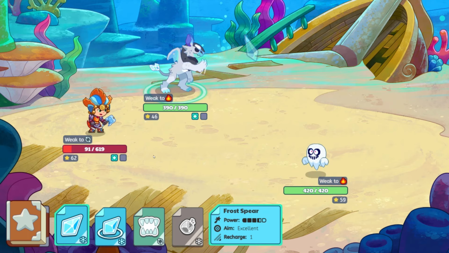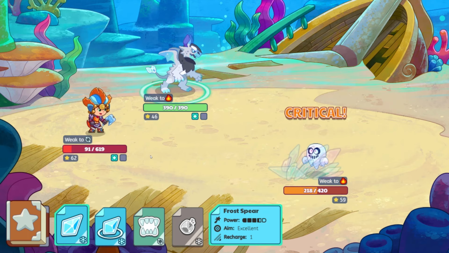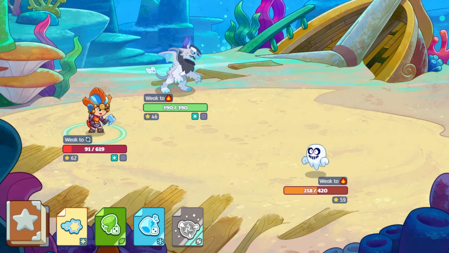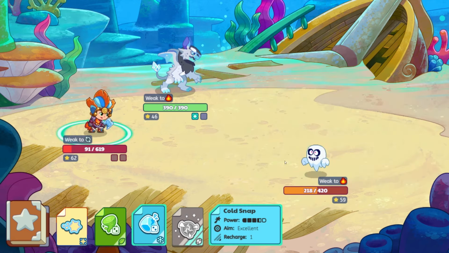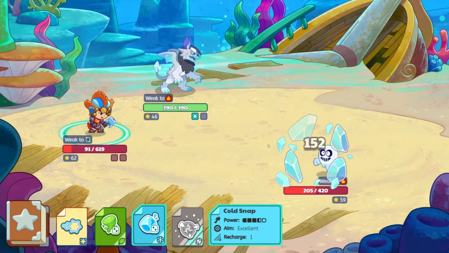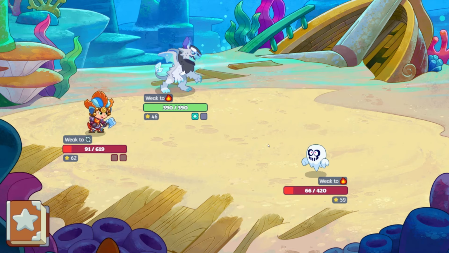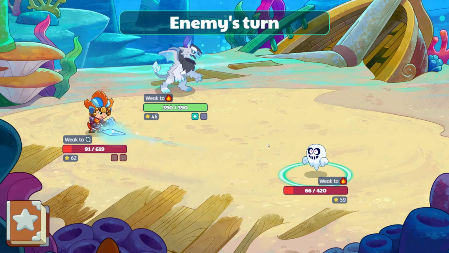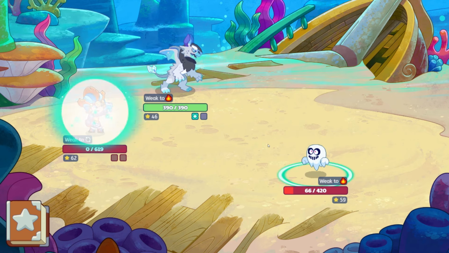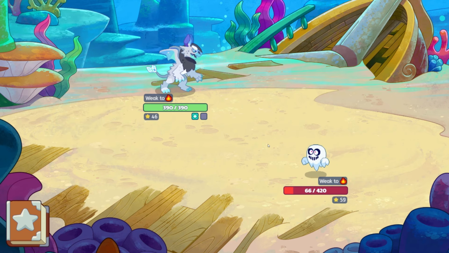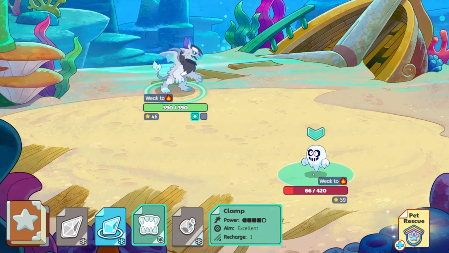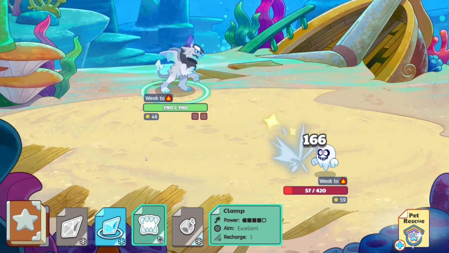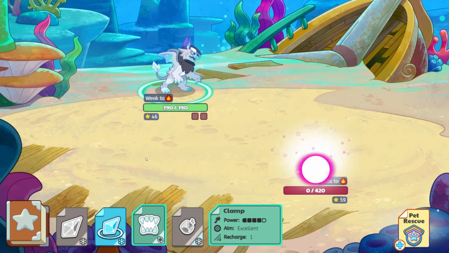Frost Spear. 202, we got a critical, nice. And let's go ahead and do Cold Snap. I think that'll probably finish us off. Not quite. Okay, we're still in control here, we're okay. And Clamp should finish this off. There we go.